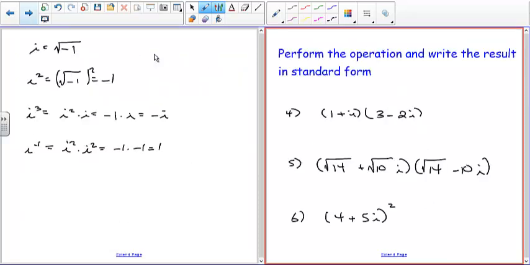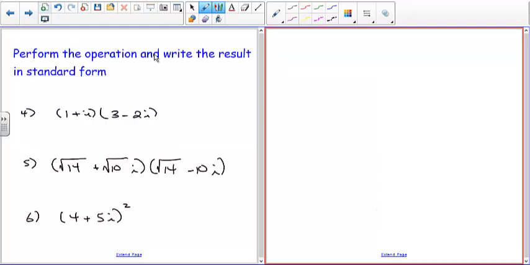Okay, next group. So these are multiplications. So it's like FOIL. So you do first, outer, inner, last. I'm just going to write it out. So you're going to have 1 times 3. So that's first. Outer is going to be 1 times -2i. Inner is going to be i times 3. And last is going to be i times -2i.